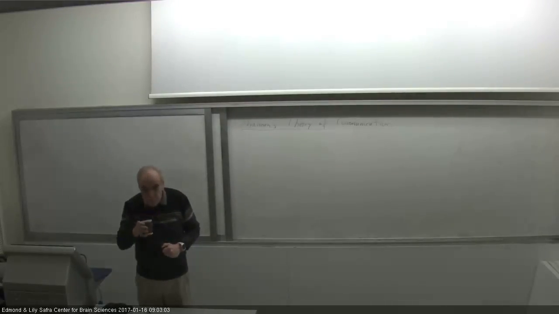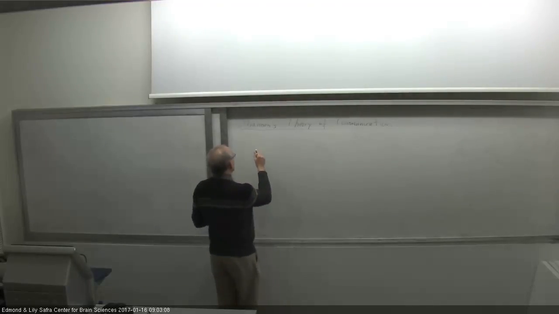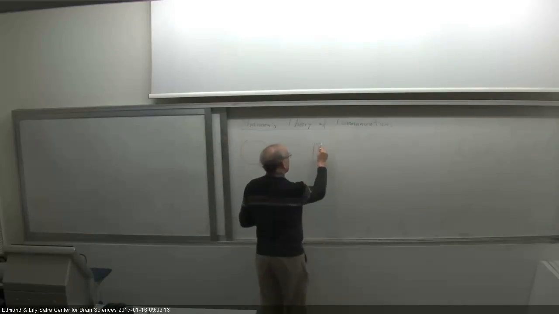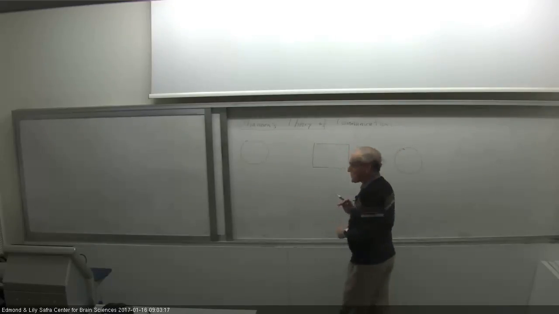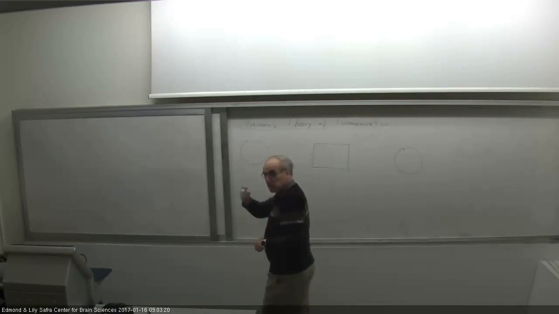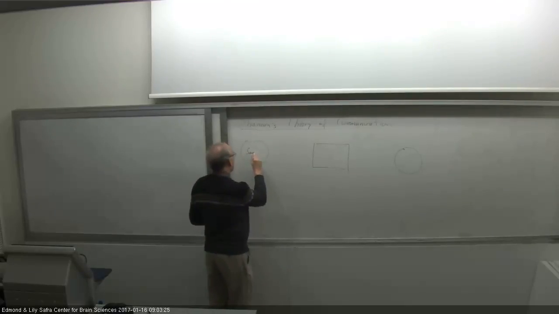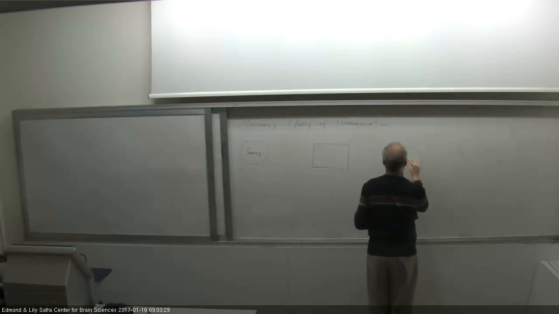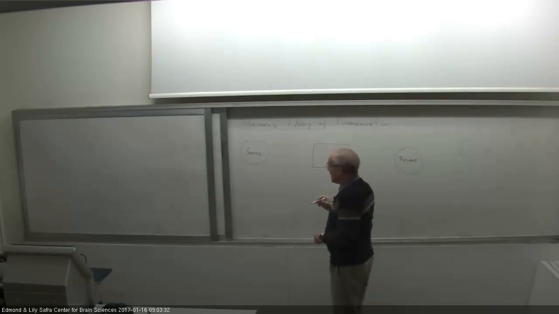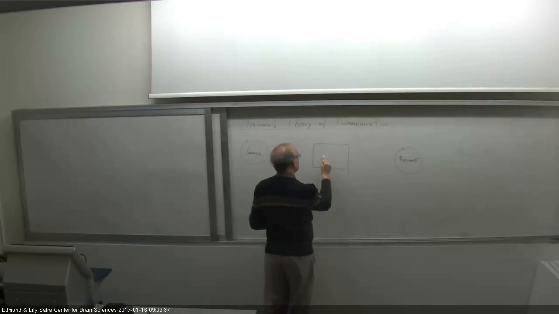So as I said already, the model of communication of Shannon was made out of a somewhat simple-minded view of communication, where you have a point-to-point communication, where we have a source, we have a receiver, or sender and receiver, and we have a channel.